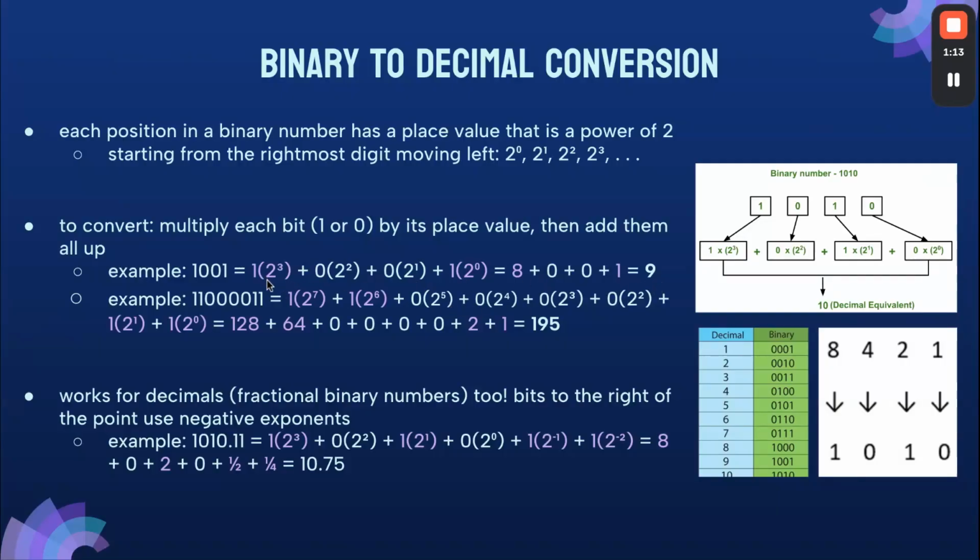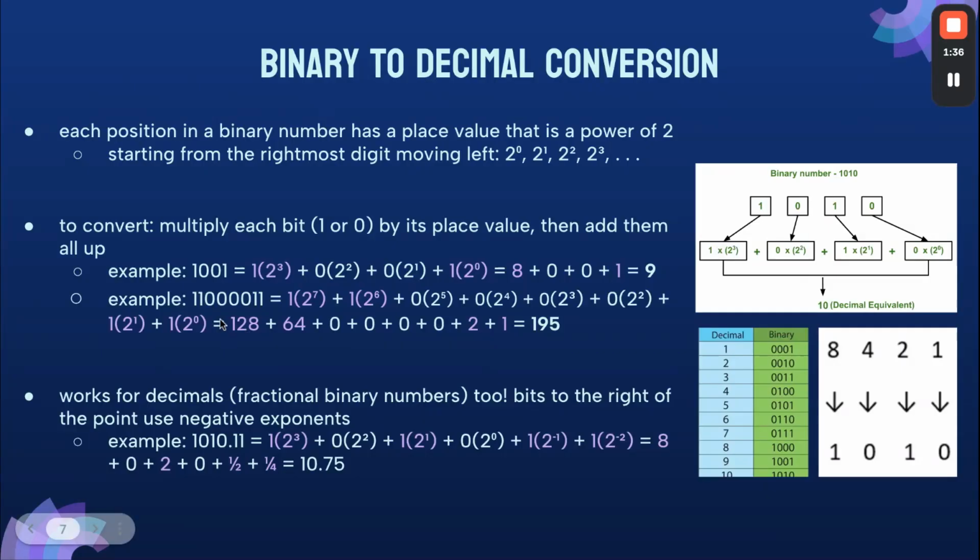Here I've highlighted the ones that are not zeros as purple, so you can see that we're just adding 8 plus 1. The zeros don't really make a difference for the value, and that's 9. So if you want, you can remove these zeros if you feel like they're kind of messy.